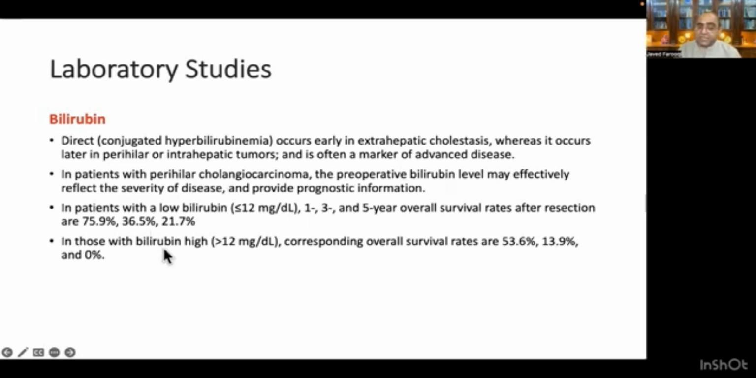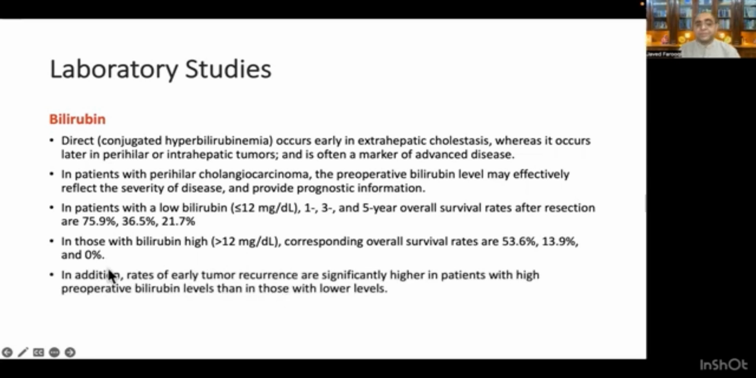It means that if the preoperative bilirubin level is less than 12 milligram, it has relatively good prognosis, good survival rates as compared to those where the bilirubin level is more than 12 milligram. In addition, rates of early tumor recurrence are significantly higher in patients with high preoperative bilirubin levels than in those with lower levels.